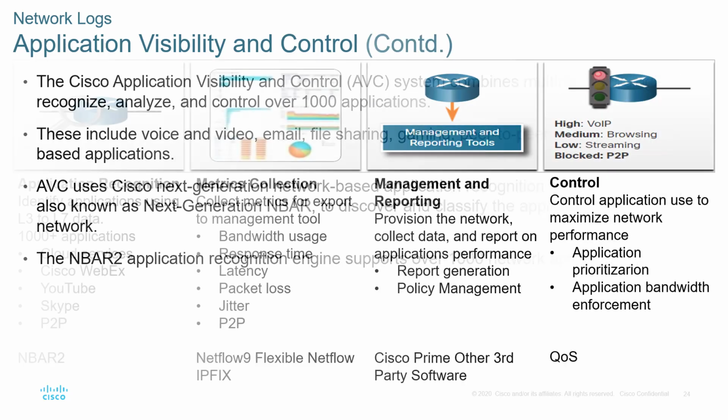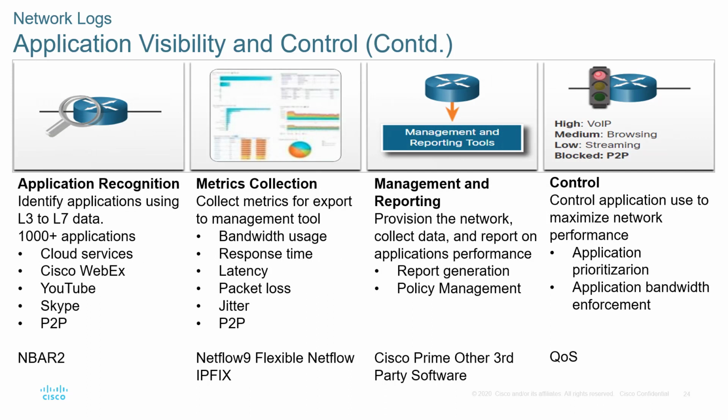Alright, so now let's look at how all of this fits together. We have application recognition using NBAR. We have metrics to collect. That's going to be a combination of our Netflow. We have management and reporting through our SIMs and SOARs. And we have control with our QoS. So these different technologies together allow us to build a better, more versatile, and better secured network.